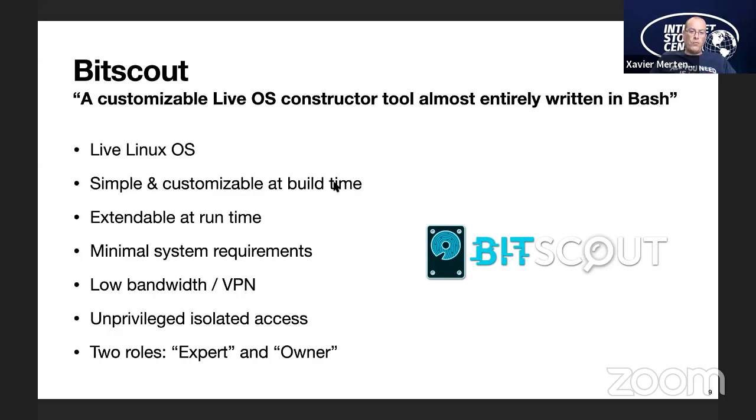So what does it mean? If you don't have a tool, if you don't have a script installed by default on the Live CD, you can always install it while you are doing your investigations. It has minimal system requirements. It uses low bandwidth and of course a VPN to encrypt all the data between you and the customer. It has unprivileged isolated access. We will come back to this in a few minutes, and it is based on two roles, the expert and the owner. The expert is you, the forensic guy, and the owner is basically the customer.